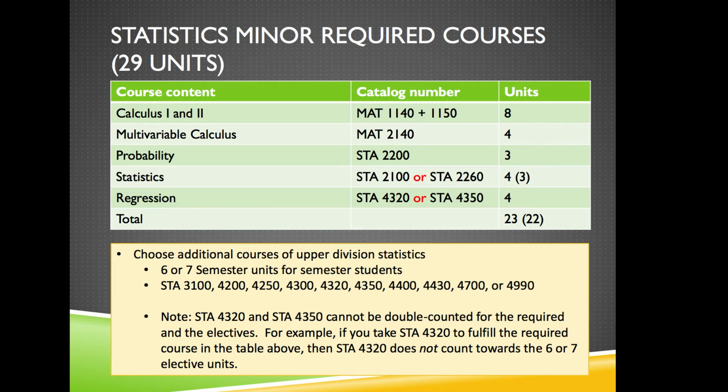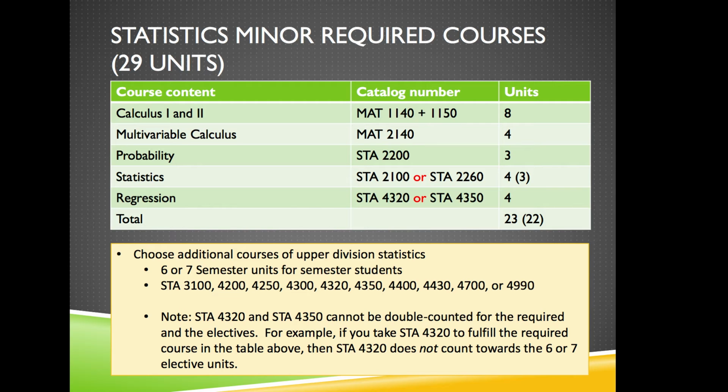So to get to that 29 unit total, you would choose additional courses of upper division statistics, either 6 or 7 units. And they have to be chosen from this list, the list that I have written down here, Stat 3100, 4200, and so on. You might notice that 4320 and 4350 are in both lists. You cannot double count them. So if you took Stat 4320 to count as part of the required courses in the upper table, then you can't also count it as one of your electives. It has to be one or the other.